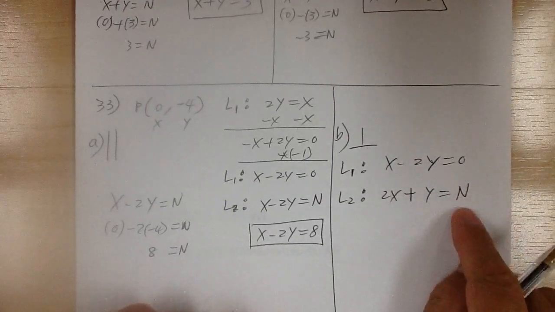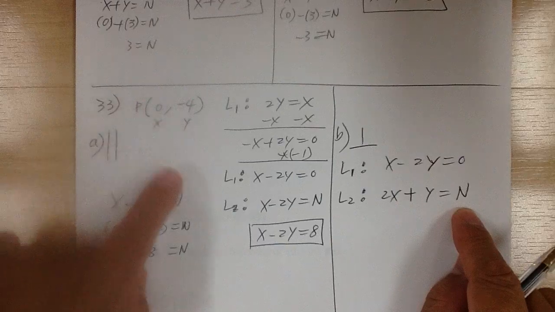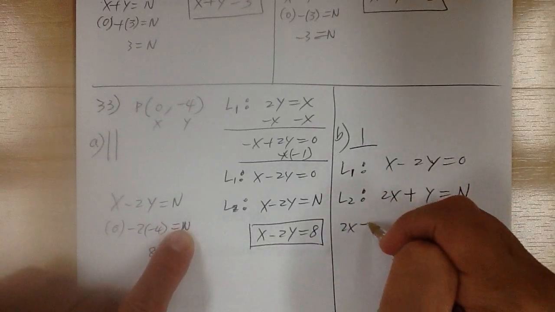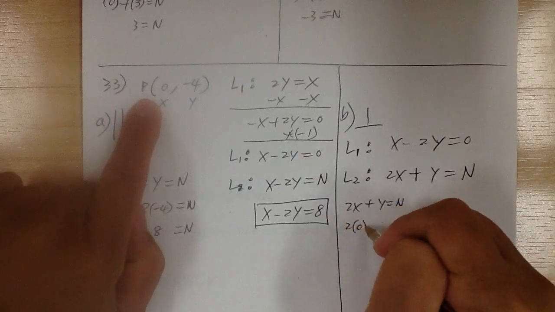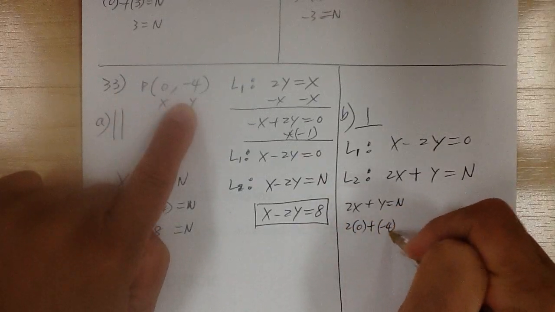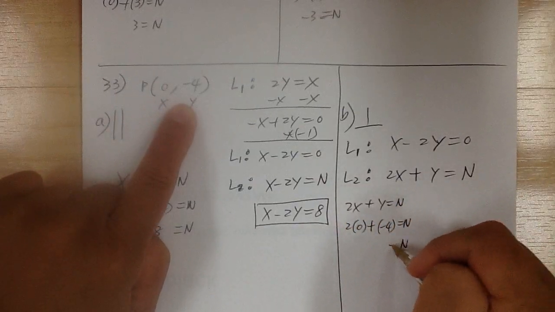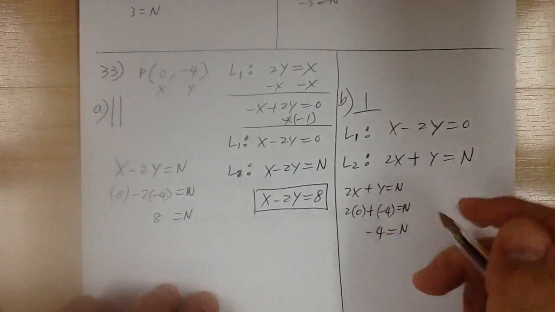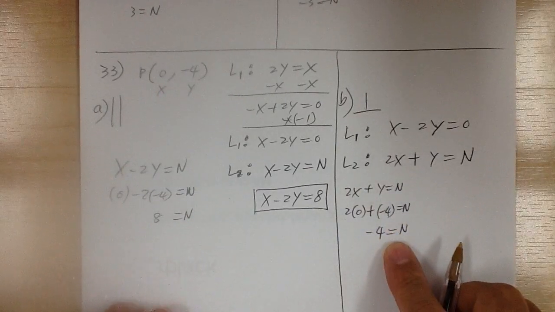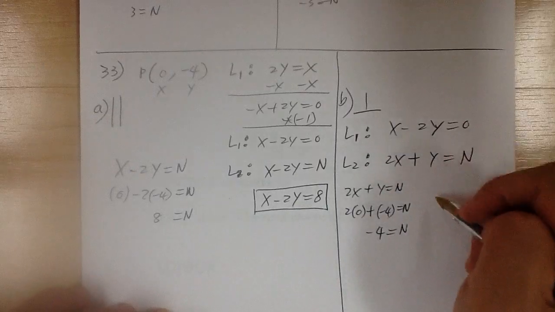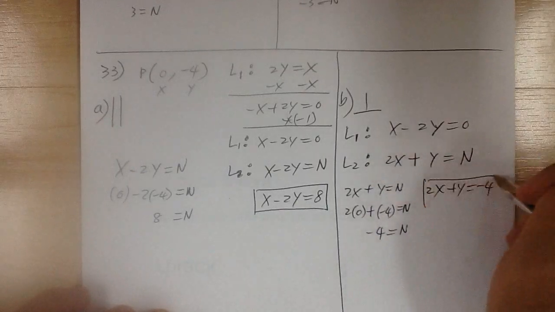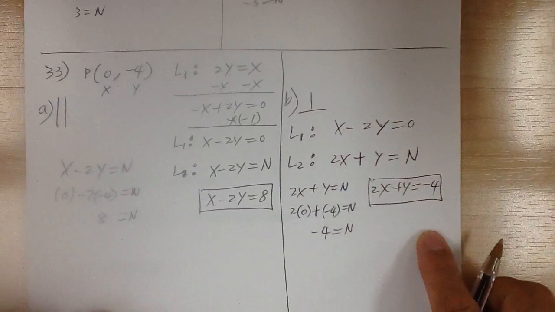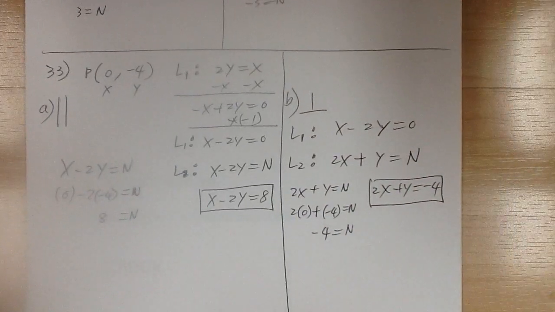So you switch the numbers, change the sign, and it will equal a number. Again, to figure out what this number is, you have to use the point. So 2x plus y equal to a number, and you have to substitute. So n equal to negative 4. And so you put it back in here, so you got 2x plus y equal to negative 4. Okay, and that's it for 33. Okay, let's go to the next one.